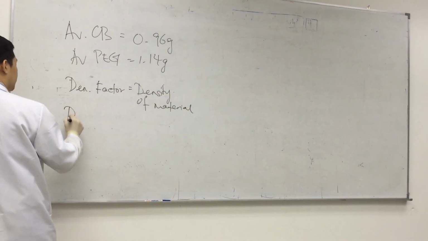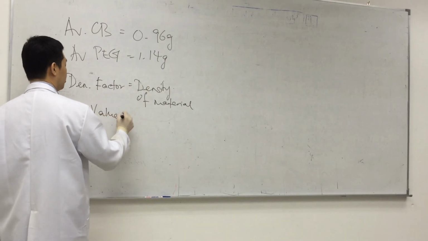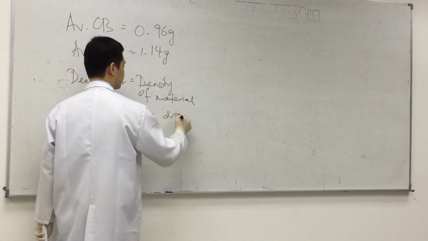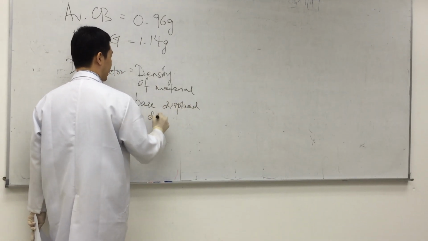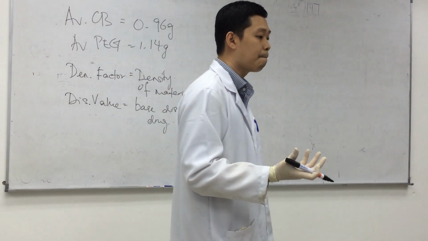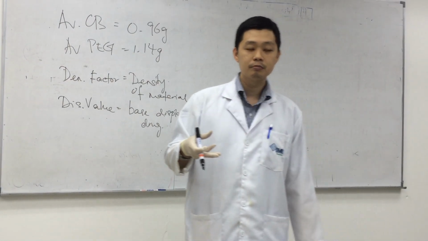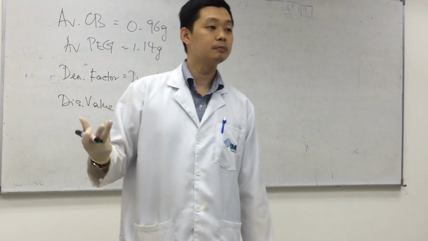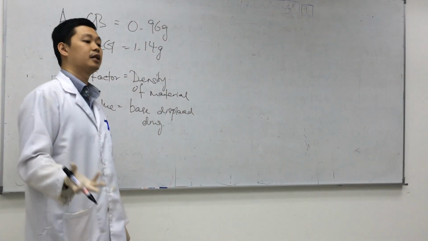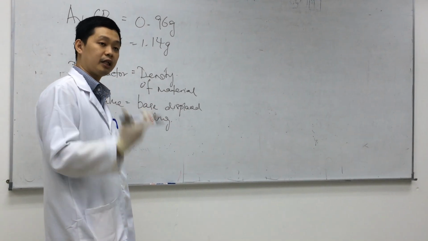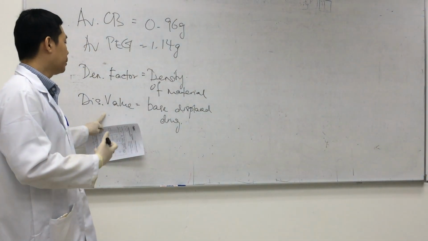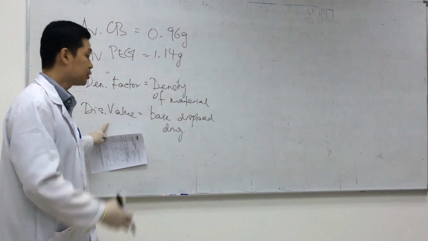What about displacement value? Displacement value is the amount of the base displaced by the drug that you add in. You have a glass of water. If you add in an ice cube, some of the water may overflow. In this case, you are forming a blank suppository. But in the third part, you are going to formulate a medicated one. So we have to take into account the drug powder that you add in, and how much of the base will be displaced.